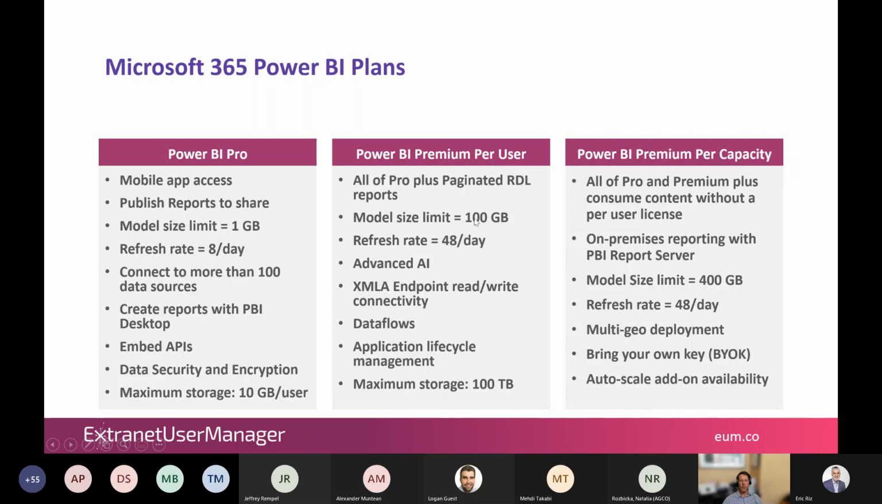You can build much bigger models in the Premium. You can refresh it more often. You can do application lifecycle management as you get into more enterprise scale reports, and you've got a lot more storage. 10 gig per user versus 100 terabytes is a big difference there. And then when you get into the capacity, here you're not getting a per user license. You're actually buying it for your organization, and you're purchasing a certain amount of capacity for your organization.